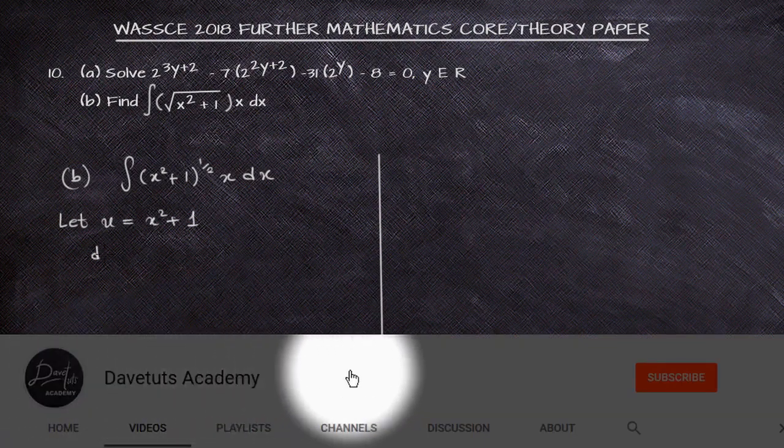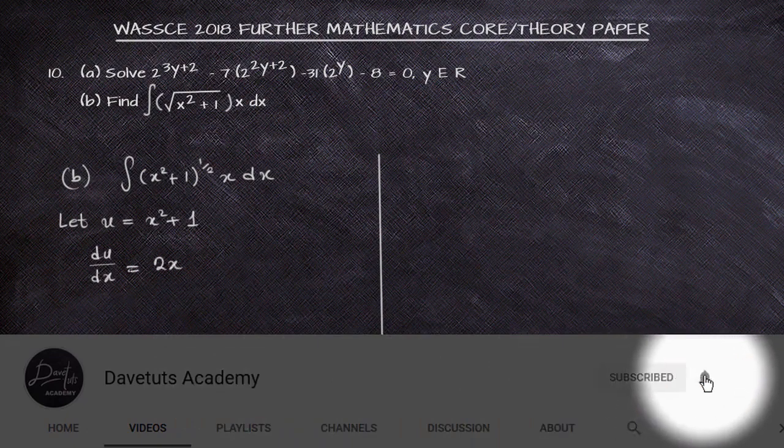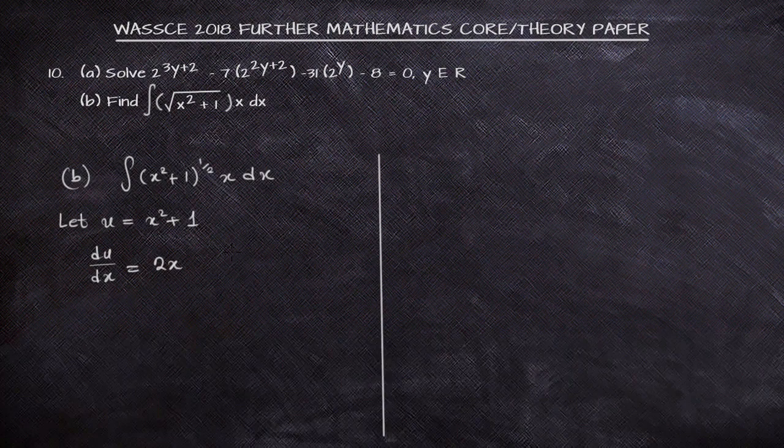Then from here, if you differentiate, the du dx will be 2x. Now it will be plus 0 because 1, when you differentiate that, will be 0, is a constant. Then from du dx is equal to 2x, if we cross multiply and find x dx, you can find x dx to be du over 2.